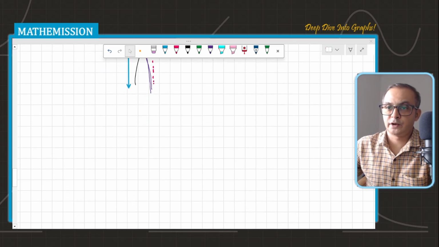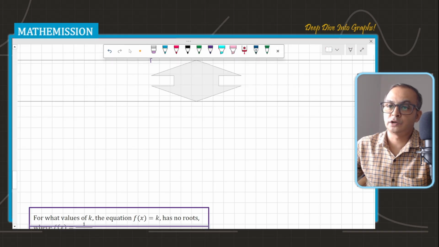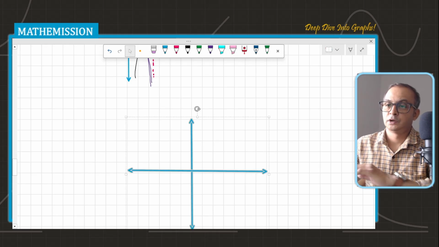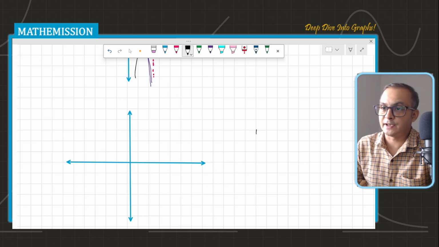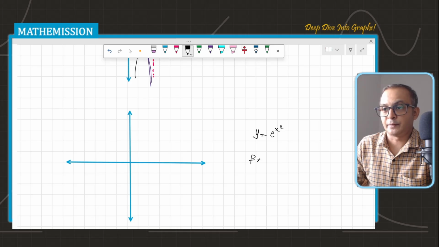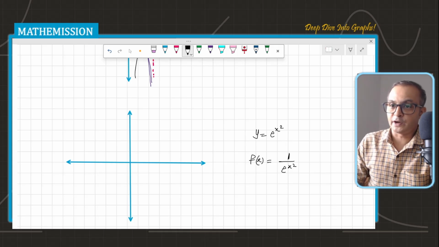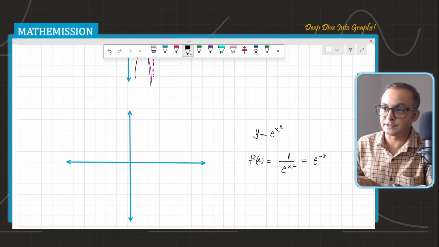Let's try one more interesting one. So this time I want you to understand how we can draw the graph of 1 by e to the power x square. It means I have y equals e to the power x square first, and my intention is to draw the graph of 1 by e to the power x square. So I'm going to give you the idea how we use the reciprocal concept. By the way, it can also be seen that it is nothing but e to the power minus x square.